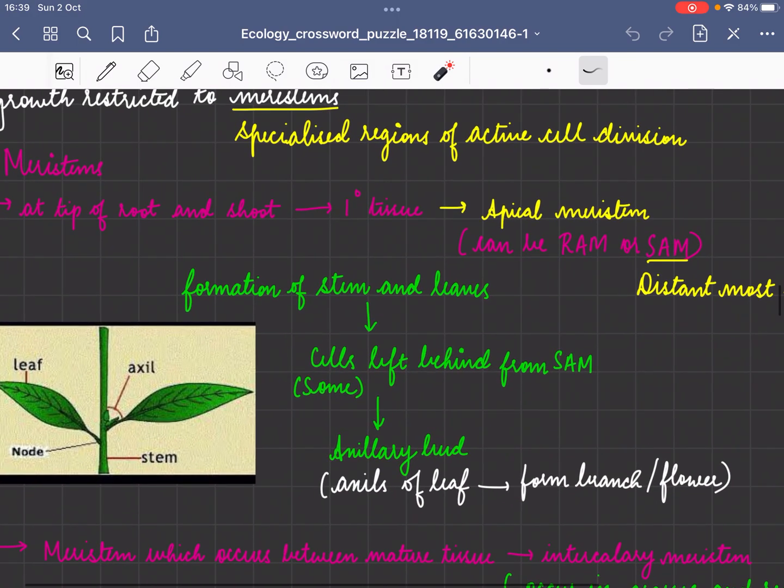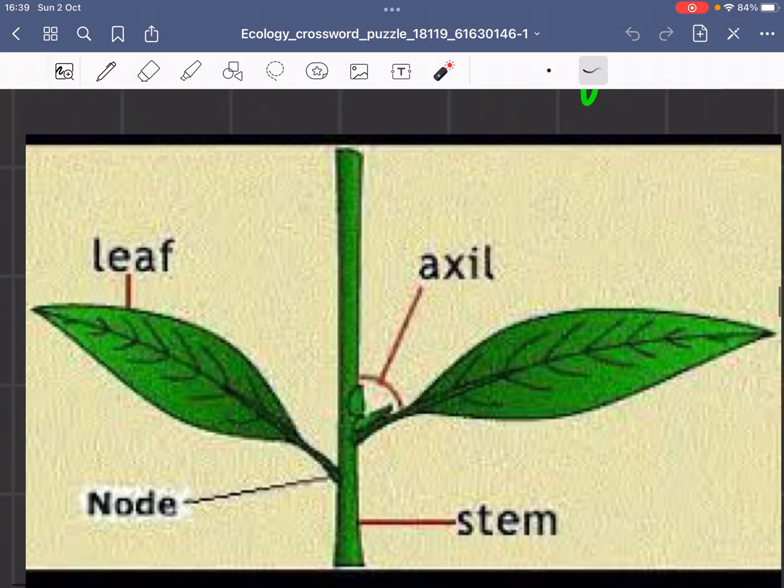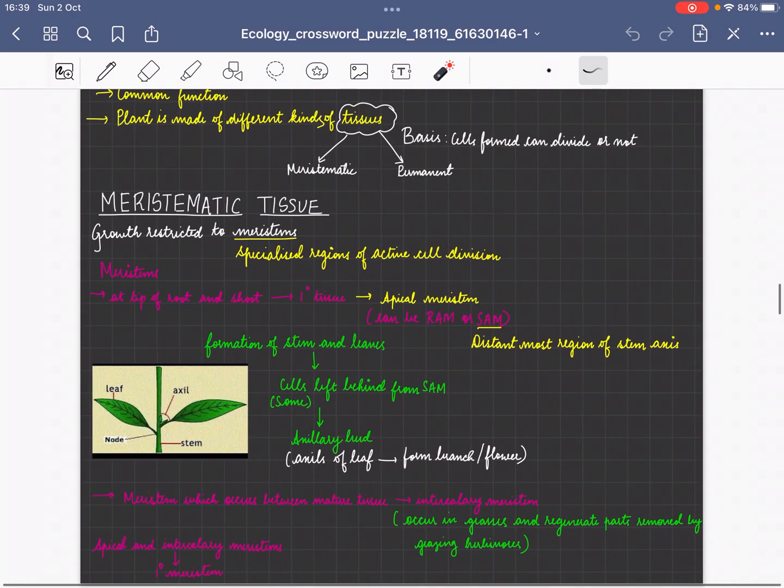So now you'll be wondering, what are the axils of leaf? Here's a small diagram. This part, if you can see, is called the axil of the leaf. We have the stem here, and the node is where the leaf arises from a region of the stem. What is the internode? The space between two nodes is called the internode. So nodes and internodes are not the same.